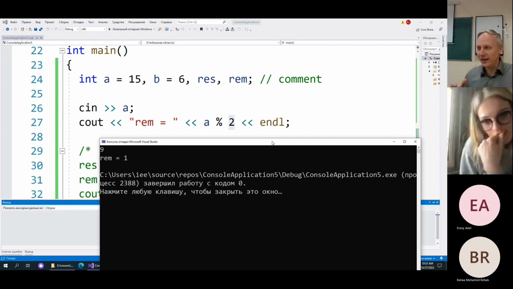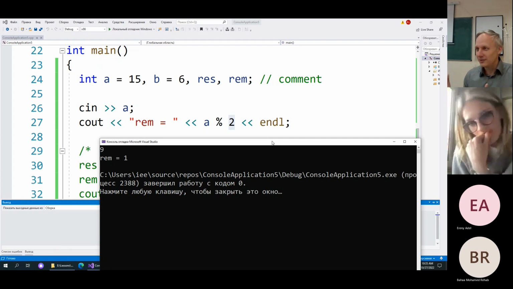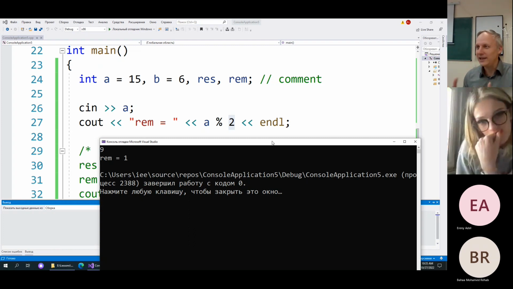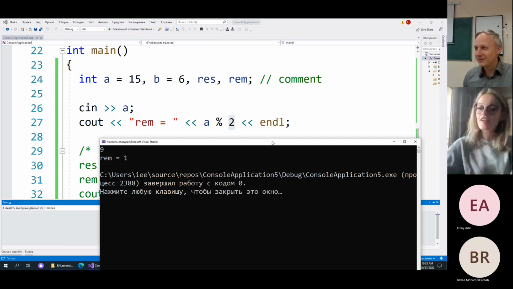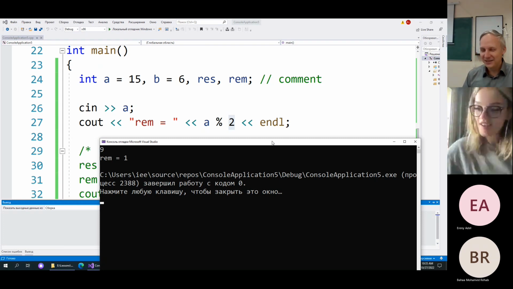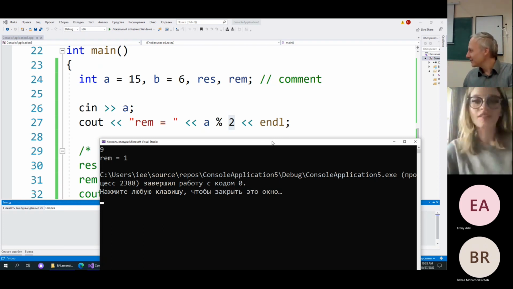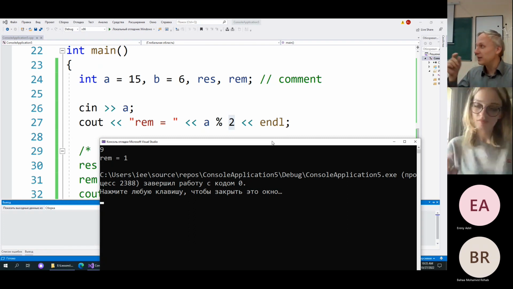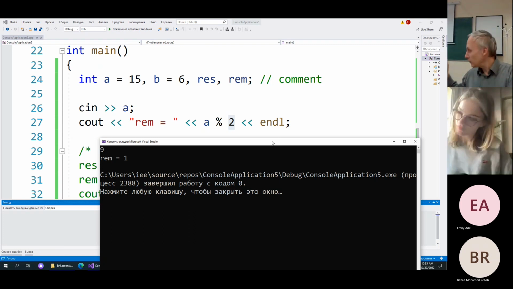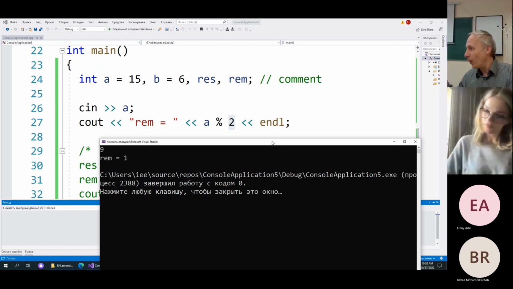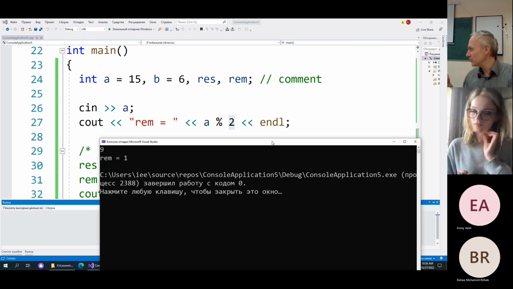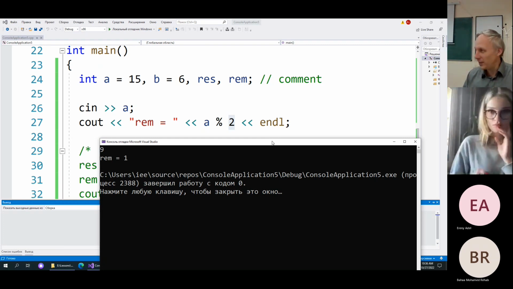9 is not divided, cannot be divided by 2 without remainder. When we divide 9 by 2, the remainder is 1. The result of 9 over 2 is 4, but the remainder is 1.